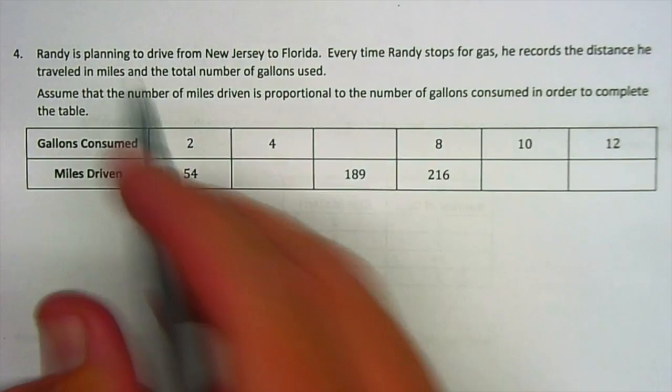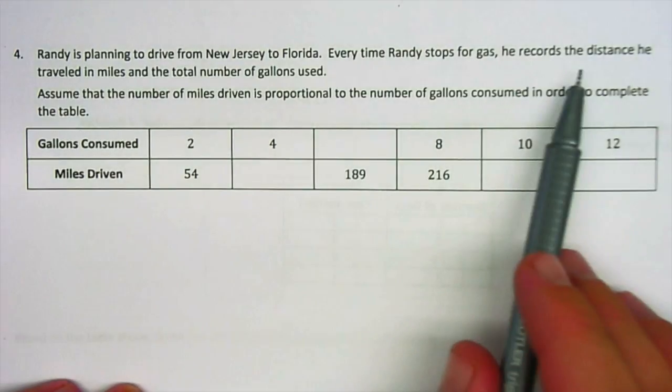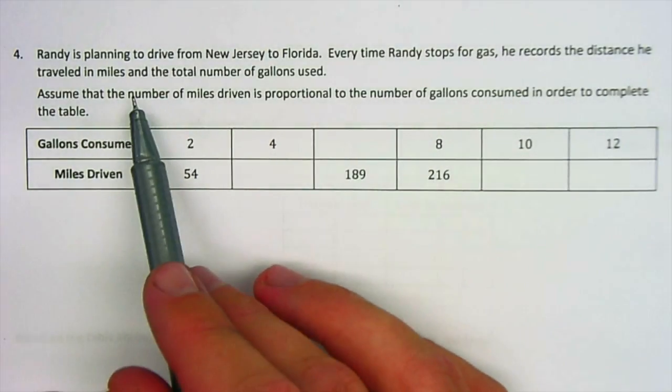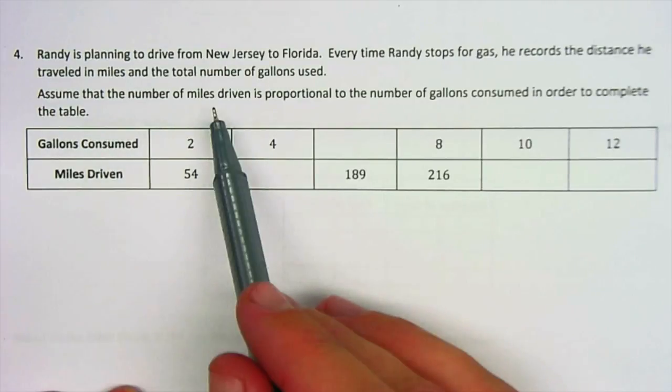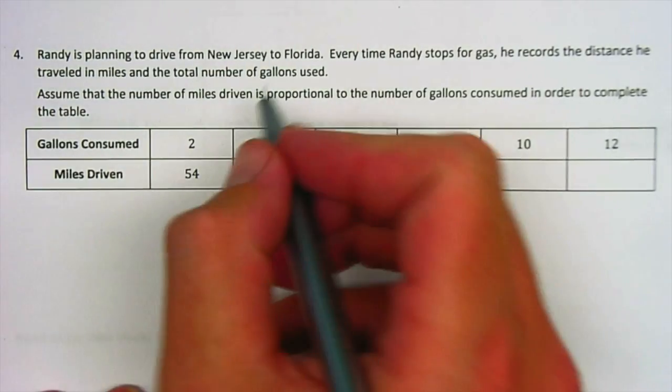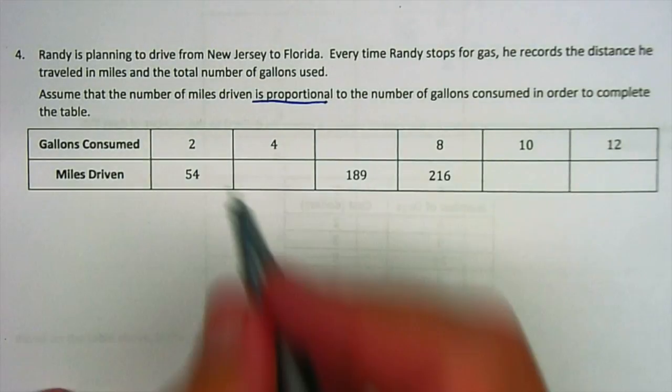So Randy is planning to drive from New Jersey to Florida. Every time Randy stops for gas, he records the distance he traveled in miles and the total number of gallons used. Assume that the number of miles driven is proportional to the number of gallons consumed in order to complete the table. So let's take a look.